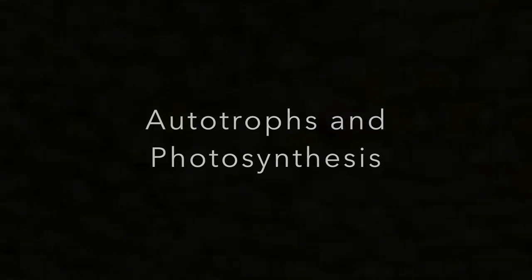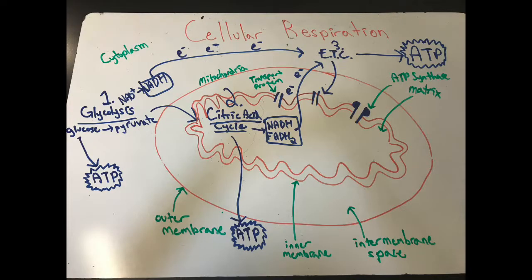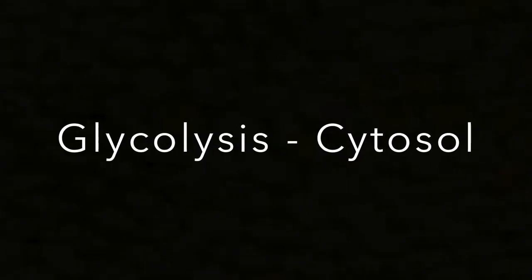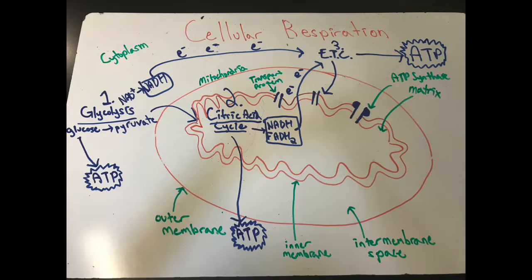Autotrophs include plants and some bacteria. The main job of cellular respiration is to break down glucose in order to create usable energy for the cells. The first step of cellular respiration is glycolysis, which occurs in the cytosol of the cell. During glycolysis, glucose is split into two molecules of pyruvate, releasing ATP and converting NAD+ into NADH.